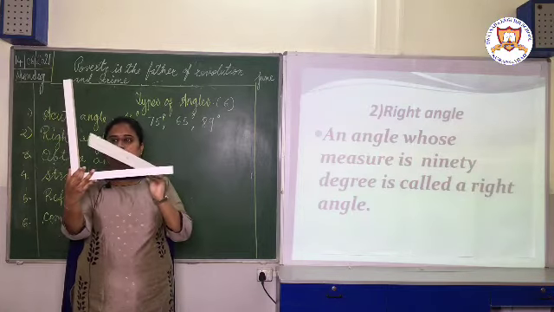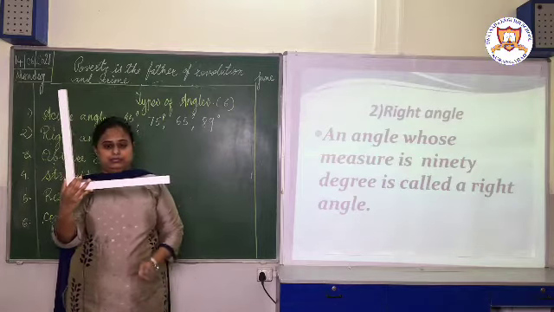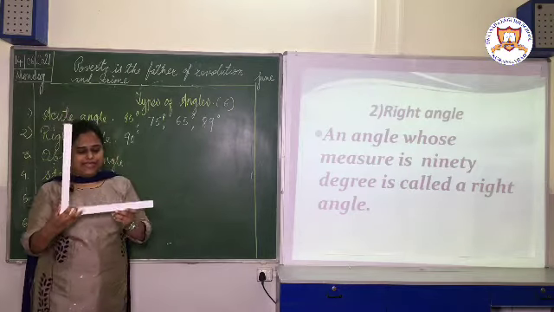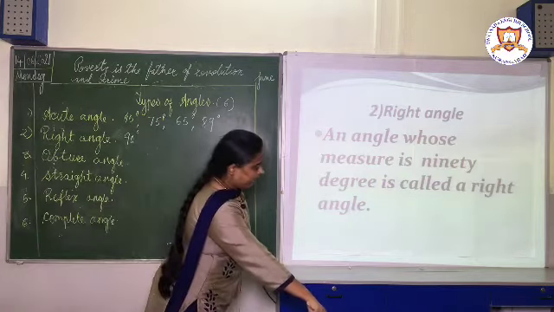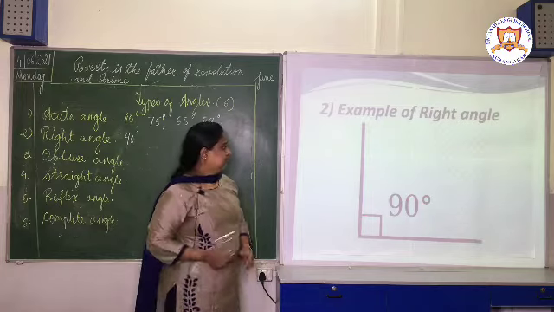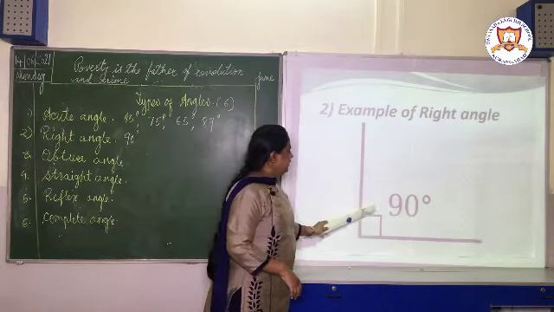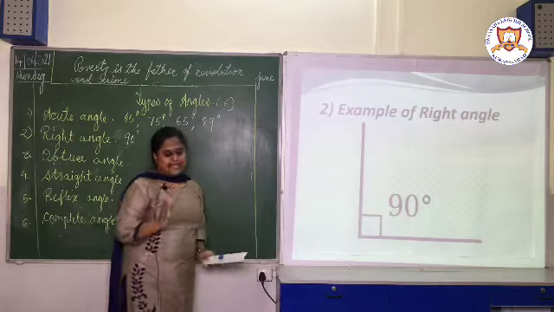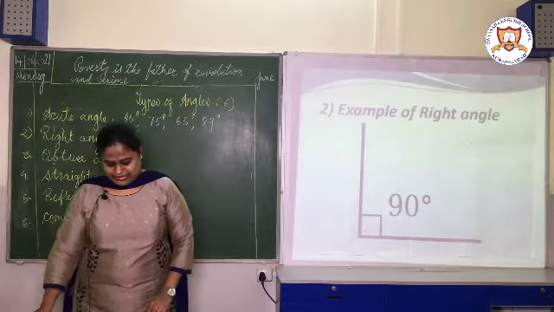Here you can see between two arms, you can find it out the measure. You can see the right angle. Okay? Now see, example of a right angle. Here also we can see the 90 degree angle is formed. The angle whose measure is exactly 90 degree, that angle is called as right angle.